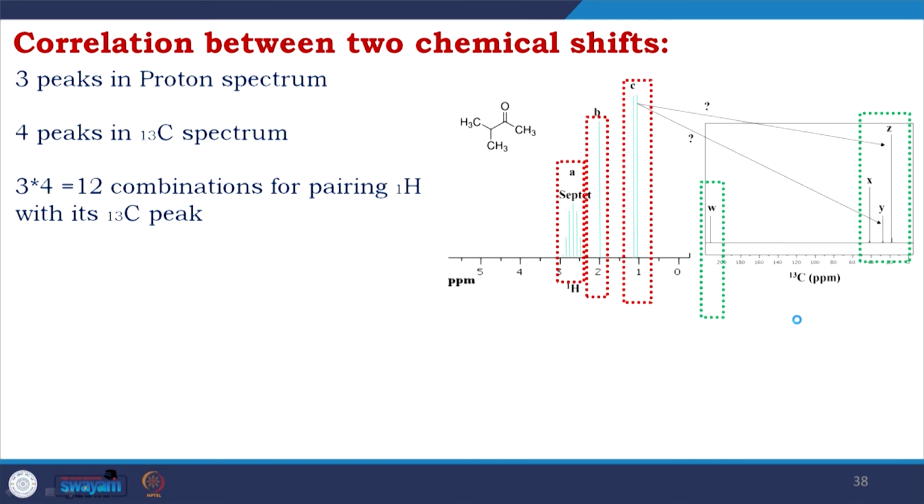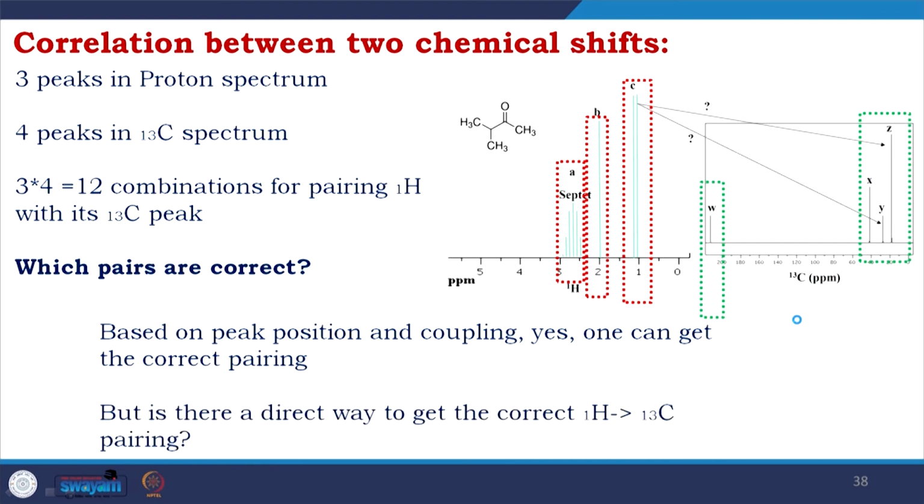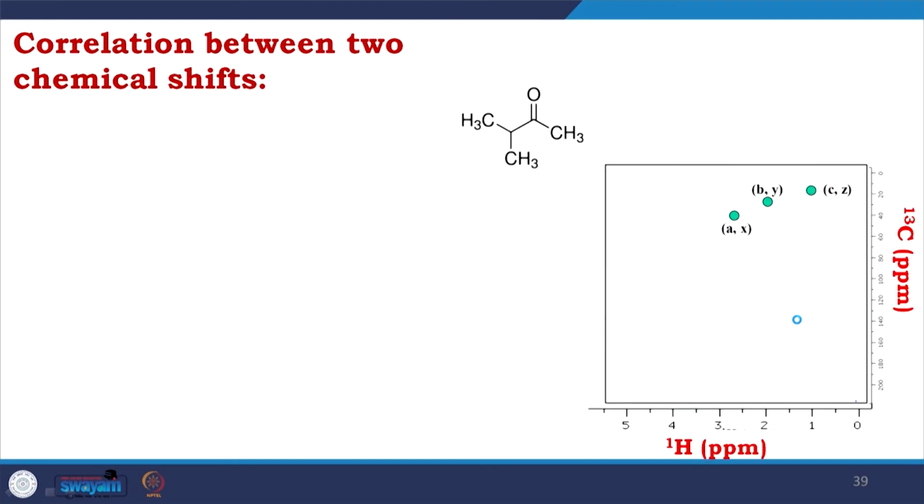So, if you look at it, there would be 3 into 4, 12 combinations of pairing a proton with its C13 peak. Which pairs are correct? Now, based on the peak position and coupling, yes, you could talk about the correct pairing, but is there a direct way to get the correct 1H to 13C interaction pairing?